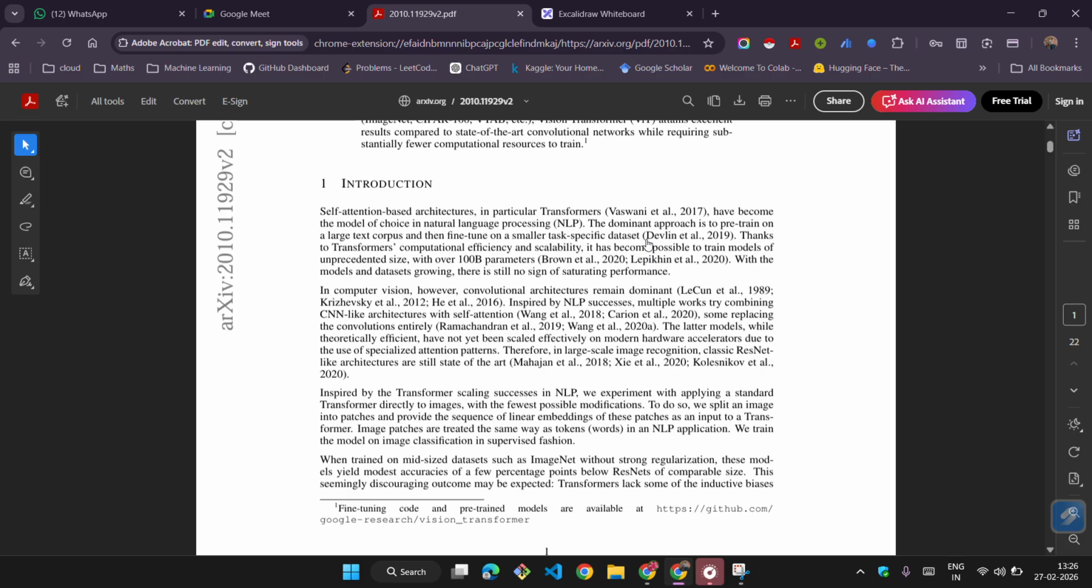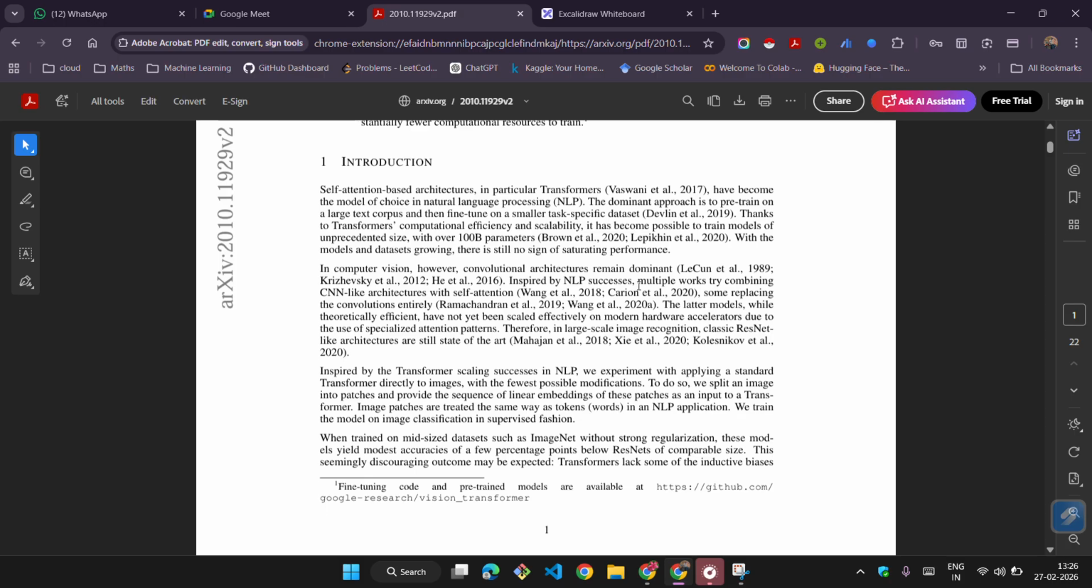So this kind of transfer learning has been done in computer vision from much earlier, but after transformers came, it is also possible to do it for text-like sequences. Thanks to the transformer's computational efficiency and scalability, it has become possible to train models of unprecedented size with over 100 billion parameters. With the dataset and model growing, there is still no sign of saturating performance.